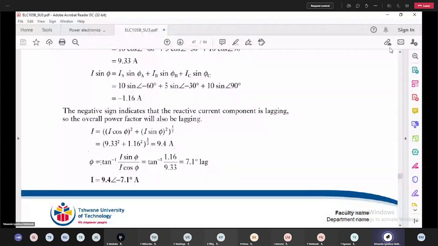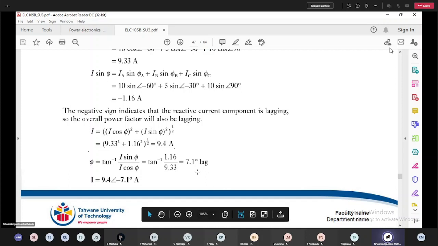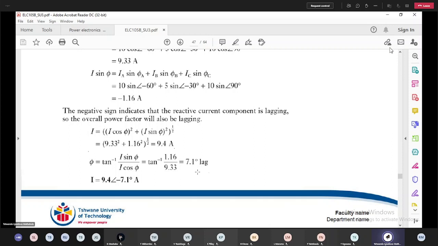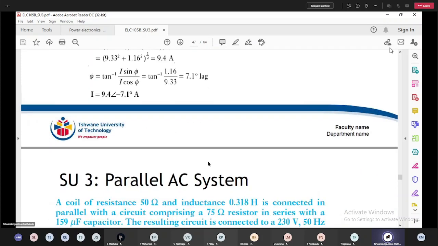Of course, we can find what the angle phi is if we use the arctan function, using the sine component of the total current and the cosine component of the total current. So we see that the angle is 7.1 degrees. So the total current here would be I being 9.4 amps, lagging at 7.1 degrees.